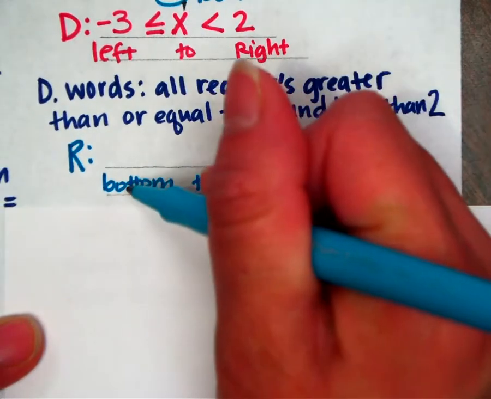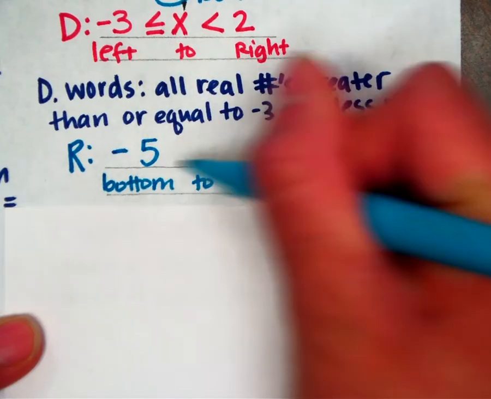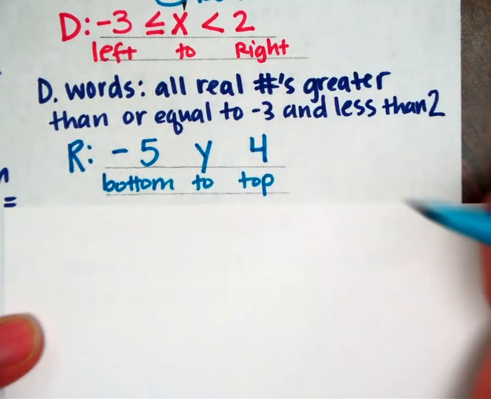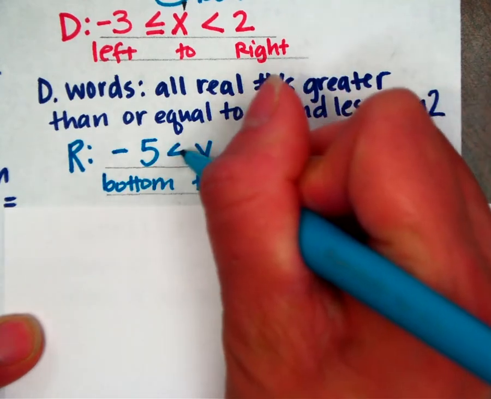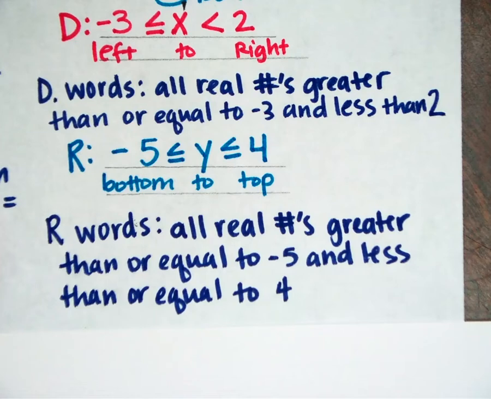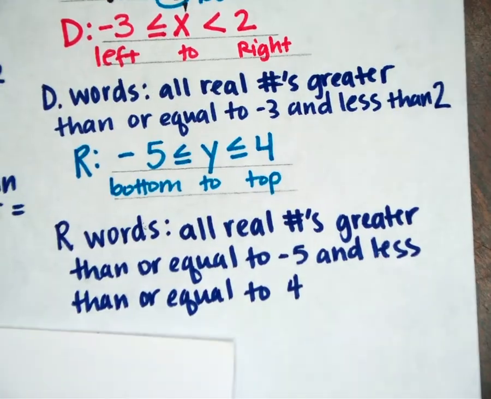So at the bottom, I begin at negative 5. At the top, I end at 4. I'm talking about the range, which are the y values, and both of them should be less than or equal to because they are closed circles. All real numbers greater than or equal to negative 5 and less than or equal to positive 4. So make sure you know how to say that in words. One more example.